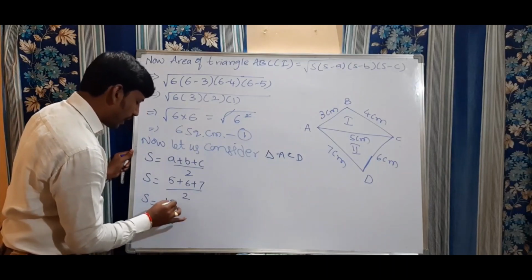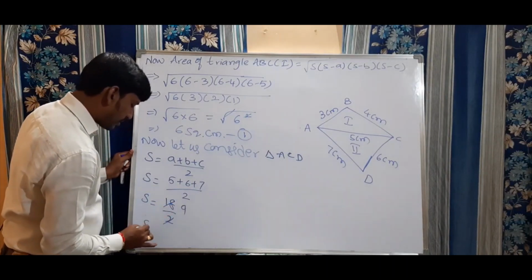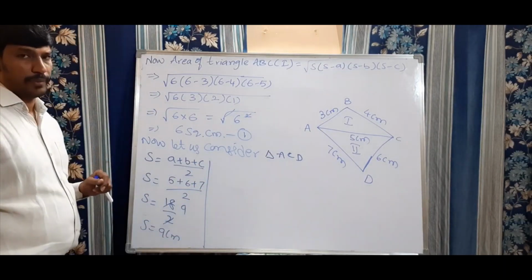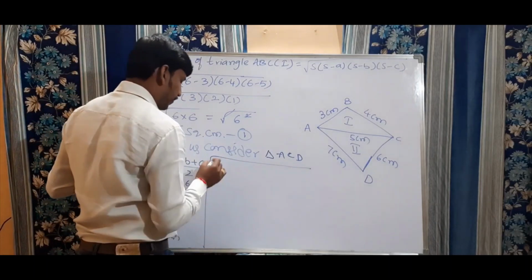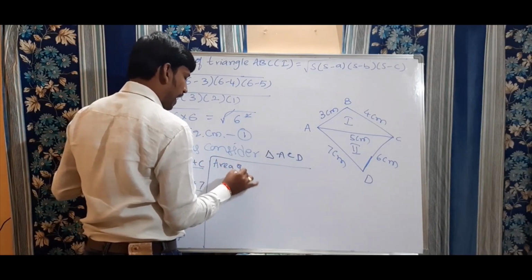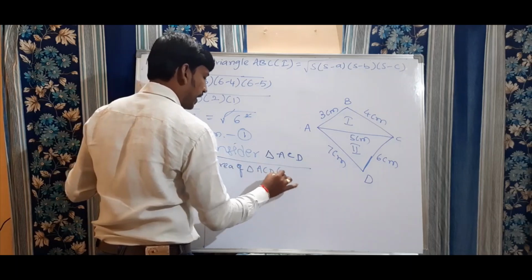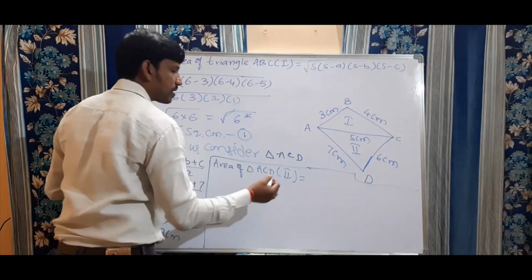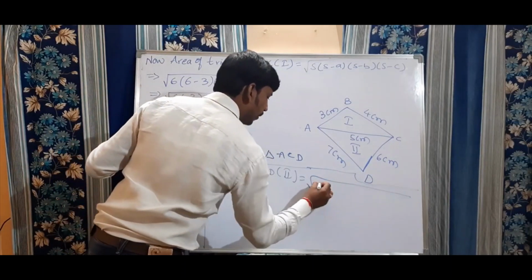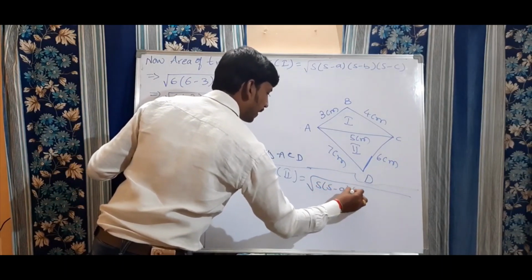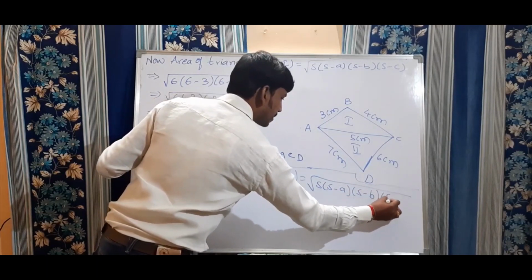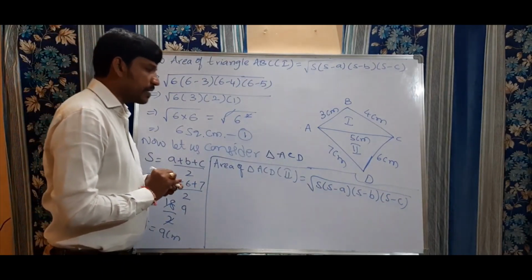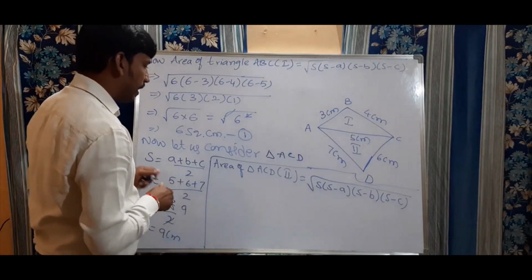18 by 2, 2 nines are 18. Therefore S is equal to 9 centimeters. So now we got S as 9 centimeters. Now find out the area of triangle ACD, that is the second part, which is equal to, same formula we are going to apply, that is the square root of S into (S minus A) into (S minus B) into (S minus C). Clear?